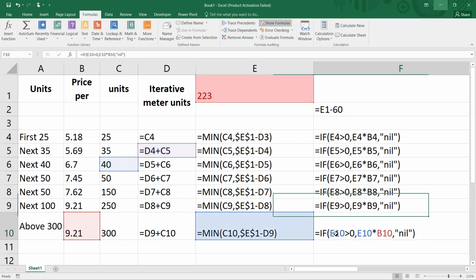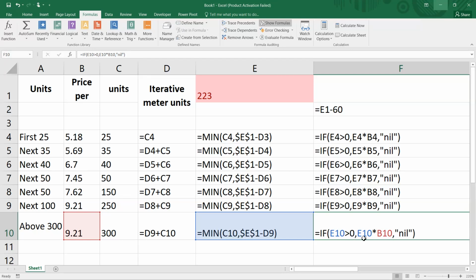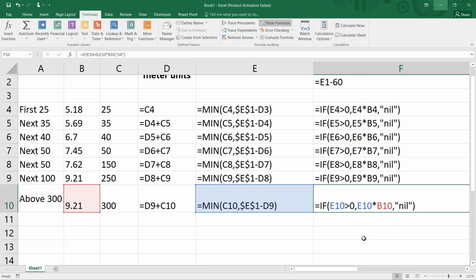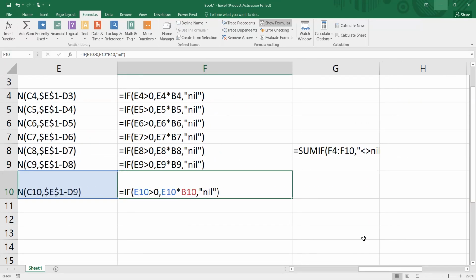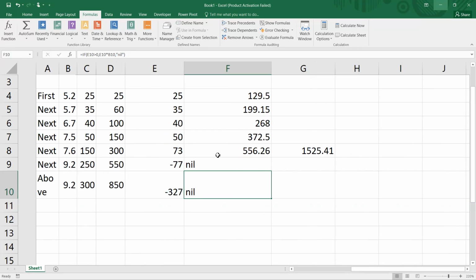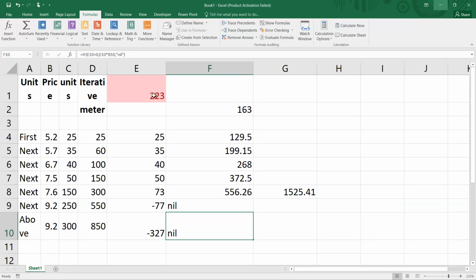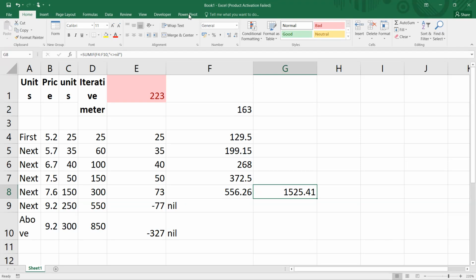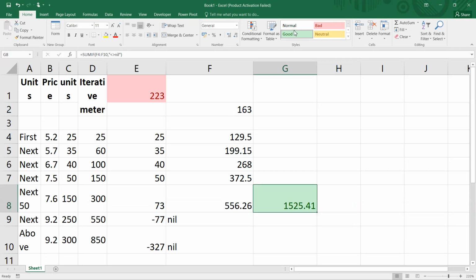And here is the formula, that is if E10 is greater than, so where is the sum? The sum is something like this. I did a summation in this way. I have taken the whole range, and the sum is F4 to F10, and this is not nil. This is a not operator. These two angular braces mean not. And before ending the video I will be telling it out. So 223 means 1525. Let me give it a cell color so that it is easily recognizable.